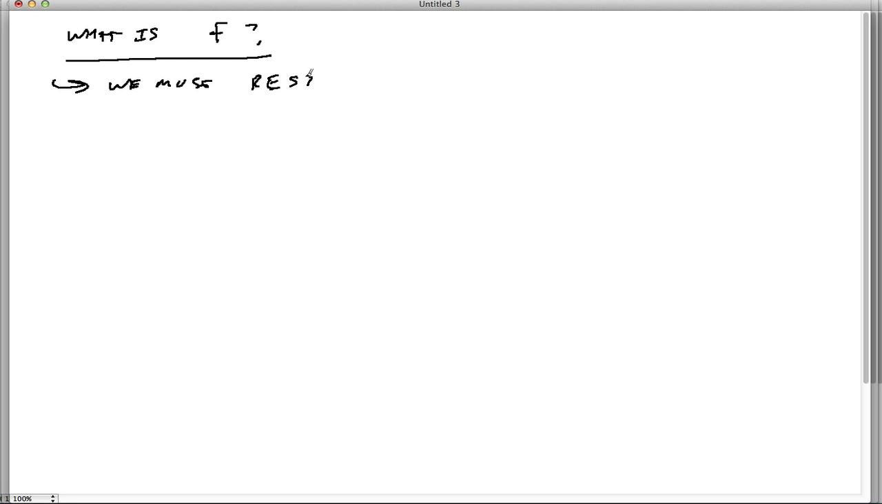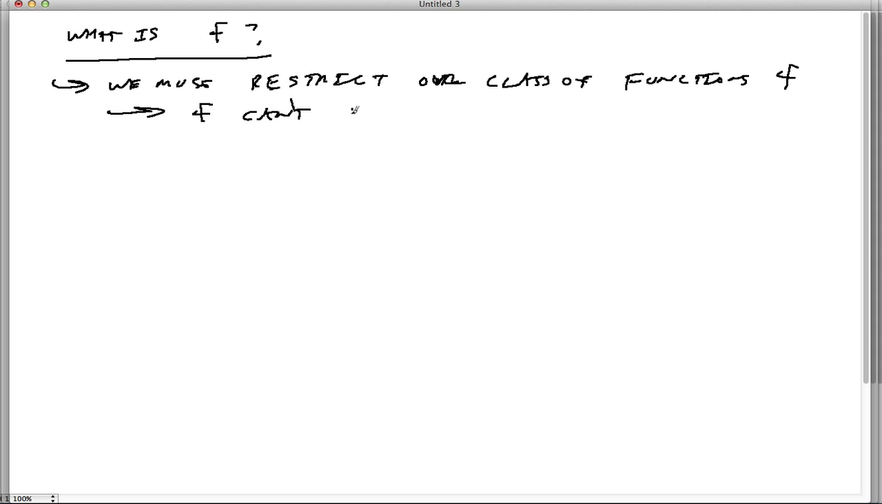We have to restrict our class of functions f, right? Basically, f can't be any function. So what kind of function can we be?